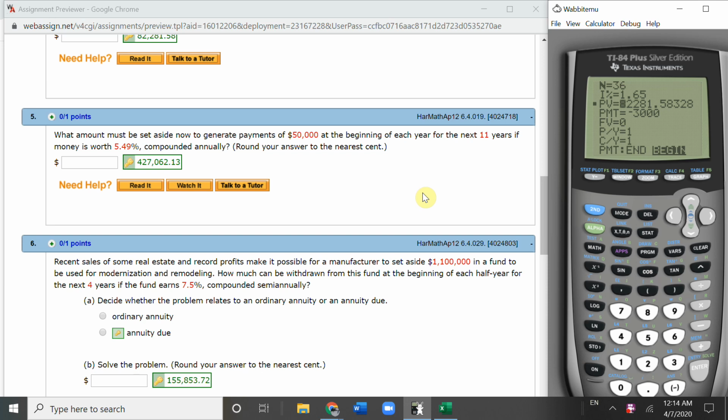Number 5. Compounded annually, that's the simplest. The rate is 5.4911, and also beginning, so we choose beginning. Payment is negative 5, 4 zeros. Then look for the present value. Reset to 0, cover the 0, alpha, enter.